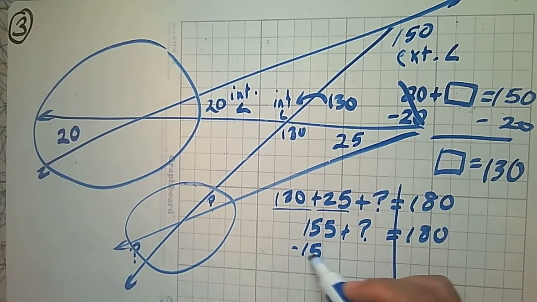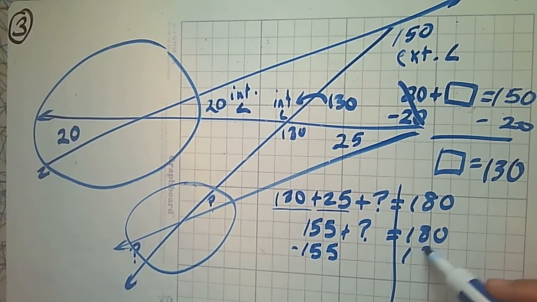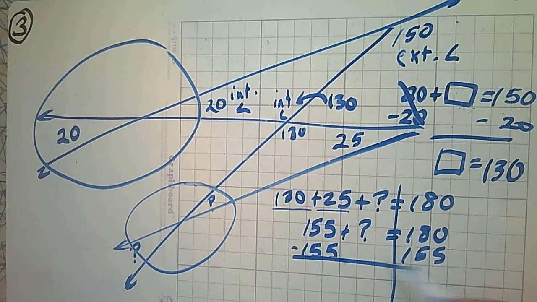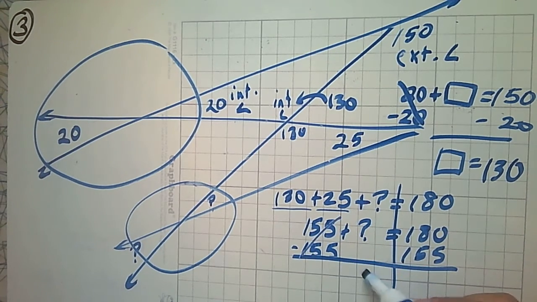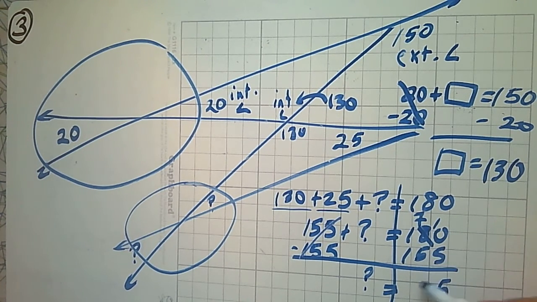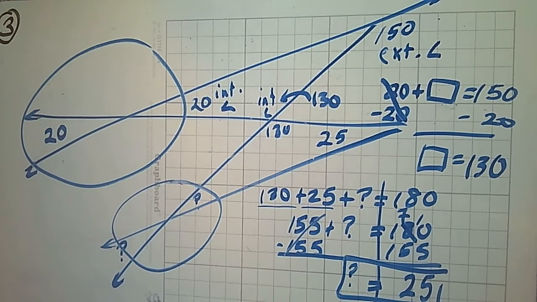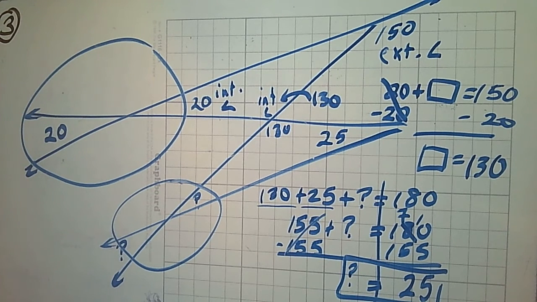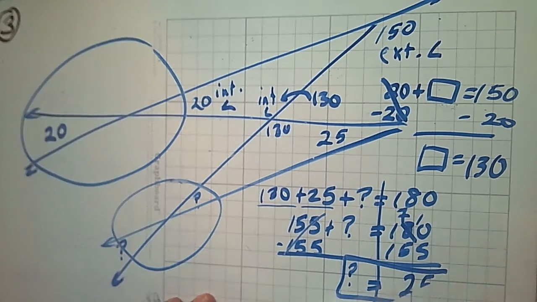Minus 155 from both sides. These are opposites, they cancel, so you have question mark is equal to 180 minus 155. I can't do 0 minus 5, so borrow. That would be a 7, and this would be a 10. 10 minus 5 would be 5. 7 minus 5 is 2. So question mark is 125. As you can see, there's a lot of math involved, but the math is not that complicated. It's very, very simple. So that was number 3.